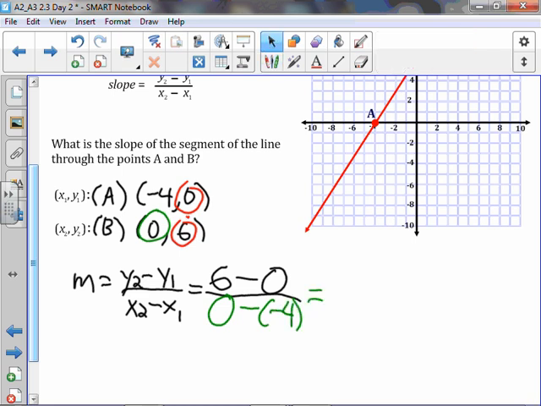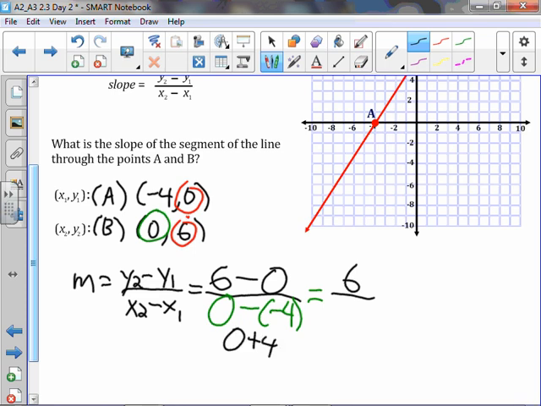Another difficult part about this is that you need to know that when I subtract a negative, that changes to addition. So in the numerator, 6 minus 0 is 6. 0 minus a -4 converts to being 0 plus 4. So the denominator is 4, and the fraction reduces to 3 over 2 because they both have a common factor of 2.